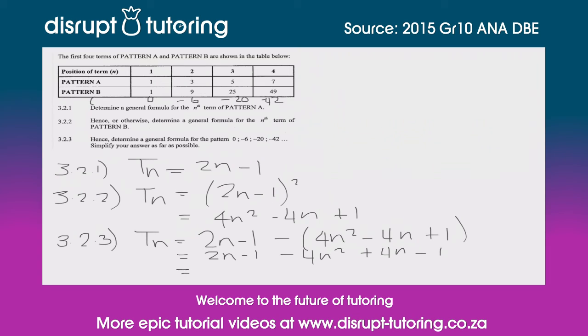We've only got one square, so that's going to be minus 4n squared. Then we've got 2n plus 4n, so that's going to give us plus 6n. And then we've got minus 1 minus 1, and that's going to give us minus 2. And that should be the right answer and gets you a good, well-deserved 4 marks because there was some seriously good thinking that was required to get there.